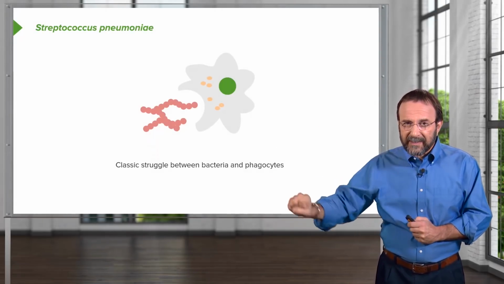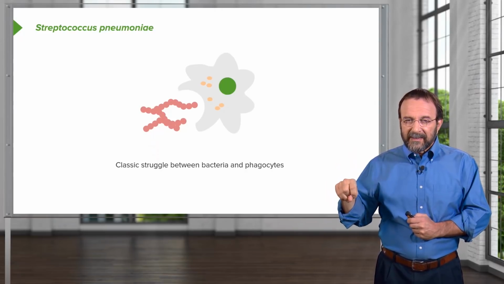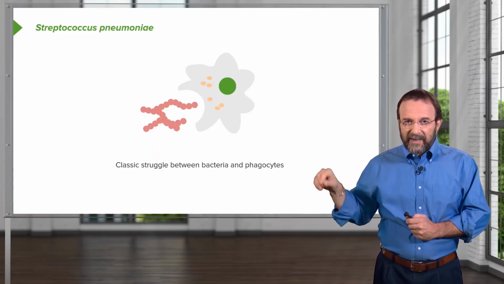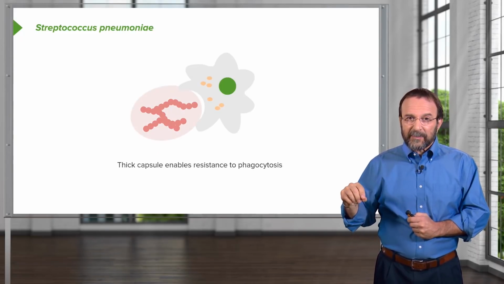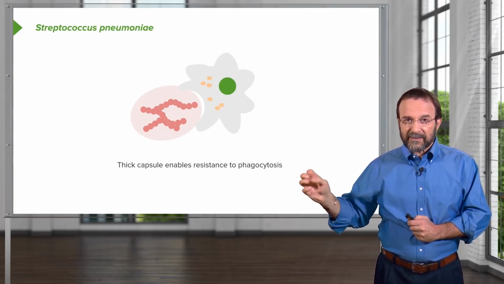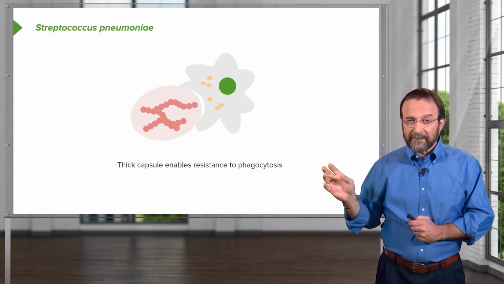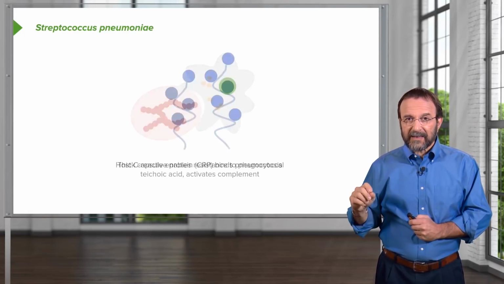The phagocytes want to eat it. Of course, the bacteria don't want to be eaten. They want to multiply and survive to infect another day. So we have a battle between these two. The bacteria have a thick capsule that makes them resistant to phagocytosis. This is a nice illustration. Capsule makes the bacteria bigger, and it also has specific chemical interactions with the macrophage.